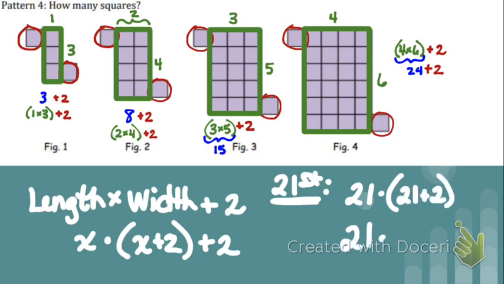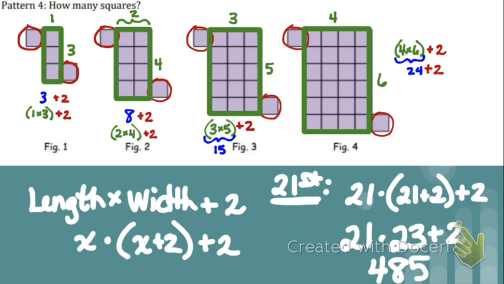So I've got 21 times 23. Will that give me how many squares? 483. Oh, it won't give you enough though. Because I still need what? The plus 2. I still need those 2 weird ones on the end. So we're going to need, what, 485? 485 is how many squares you would need to build the last one.